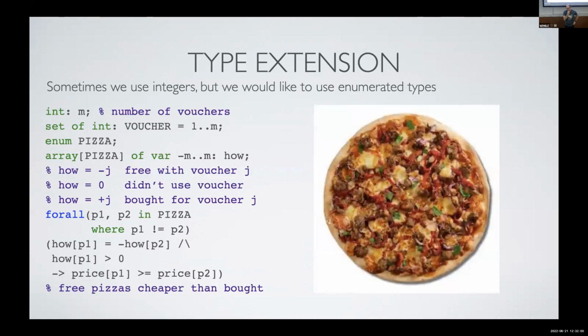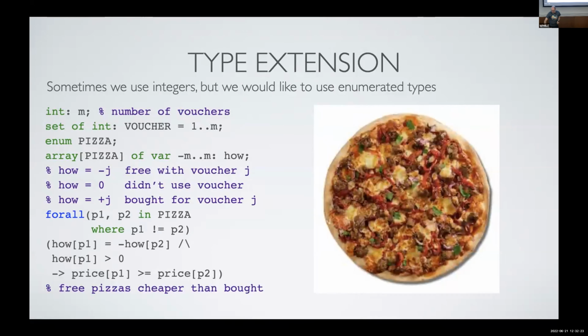So this is another little toy problem that we came up with that was part of the MiniZinc challenge a few years ago. We're trying to use buy one, get one free vouchers to buy pizzas. You have a bunch of these vouchers, and if you pay for a pizza and use a voucher, then you can get another pizza that's cheaper for free.